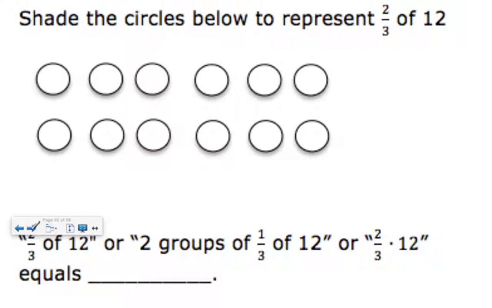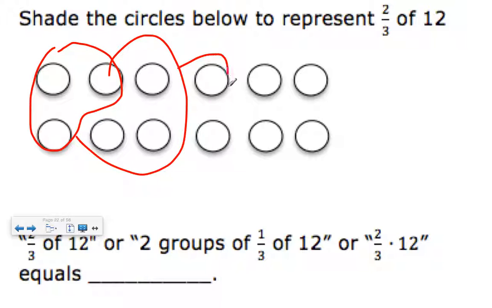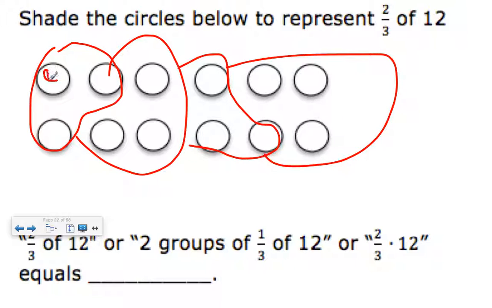What about you have this one? Shade the circles below to represent 2/3 of 12. So we could do it using modeling. We can circle groups of 3s and then shade in 2 of the 3. 2 of the 3, 2 of the 3, 2 of the 3, 2 of the 3. So that equals 8.